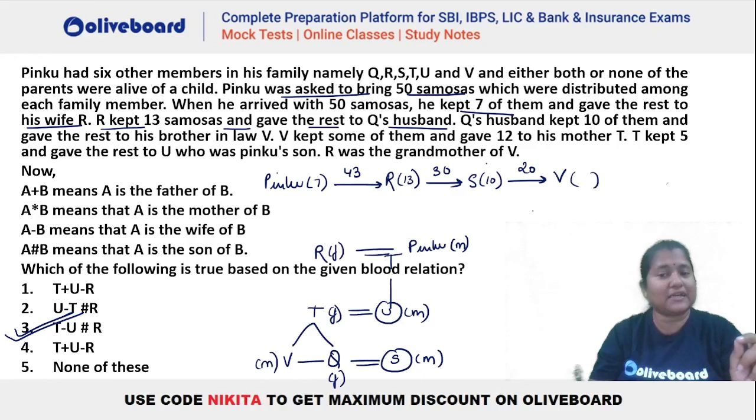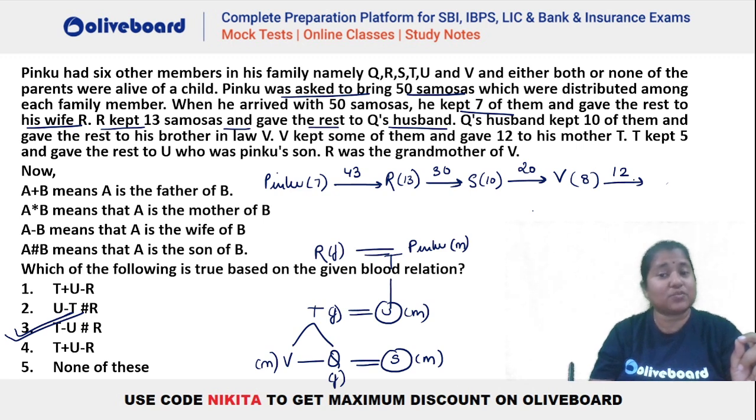We do not know how many he kept. He gave some of them and gave 12 to his mother. So he is giving away 12. So if he got 20, he is giving away 12. That means he is keeping 8, because 20 minus 12 is 8. So he must have kept 8 here.